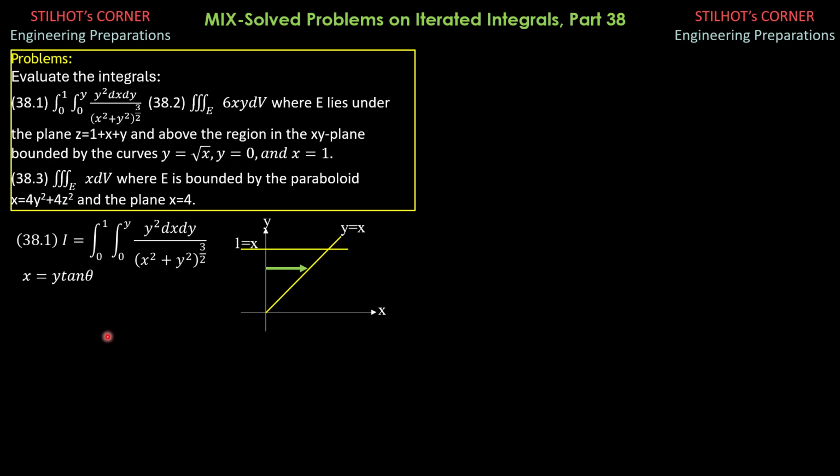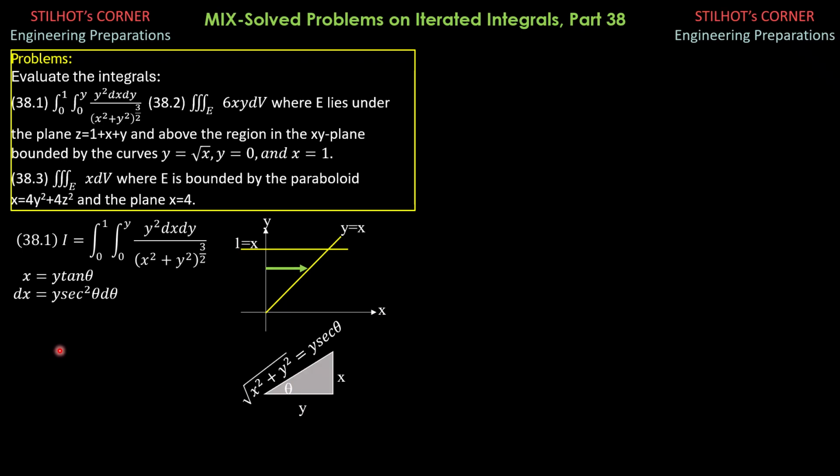So let x be y tangent theta, a trigonometric substitution. So dx is y secant squared theta d theta. And when x is 0, theta is 0. When x is y, y over y is 1. Arctan of 1 is pi over 4. This is the definition of tangent theta equals x over y. So the square root of x squared plus y squared is y secant theta in terms of y and theta.